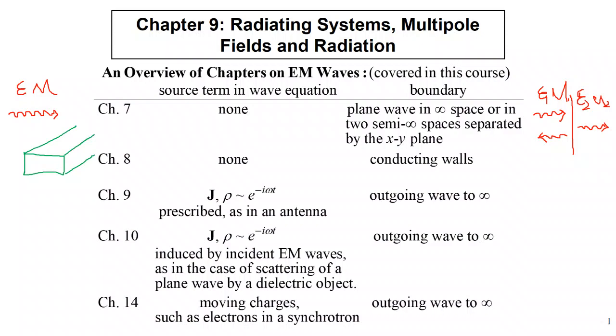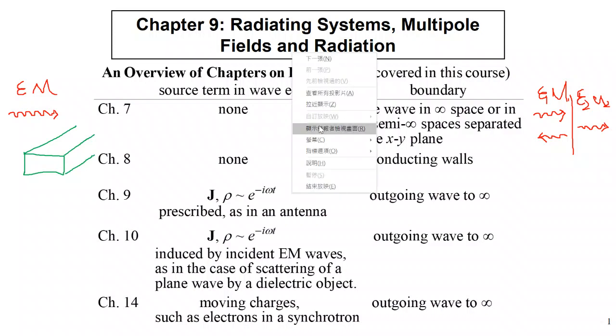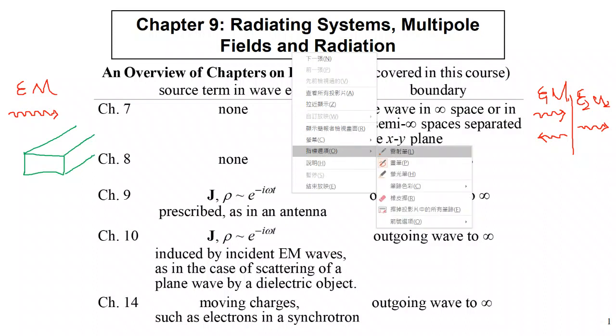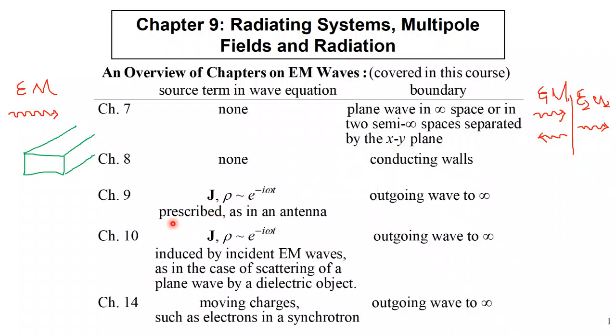In this Chapter 9, we will consider sources. I don't tell you where the source comes from. It's just a prescribed source, such as an antenna, a current source or charge source, sinusoidal, and again, we use an outgoing wave to infinity.